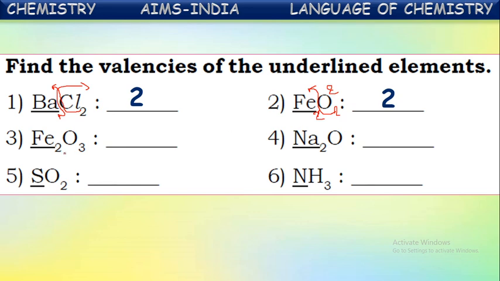What is the valency in this now? The valency of oxygen is 2. We should get here now. So we are getting this. Now this number directly is the valency of this element. So the valency of iron in Fe2O3 is 3.